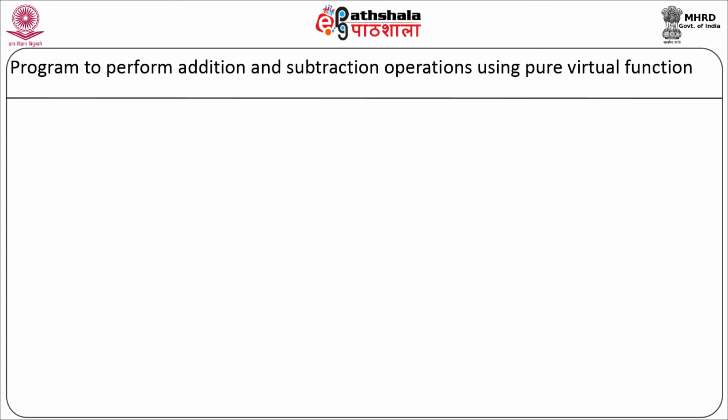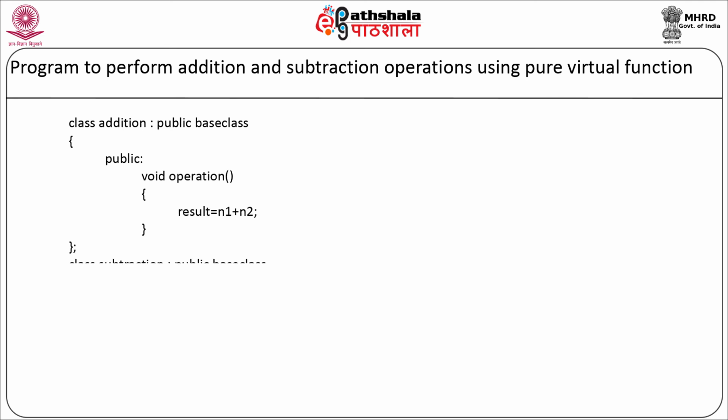We will define the second class as class Addition : public BaseClass. In public mode, we will declare the member function as void operation() { result = n1 + n2; }, and our class will end. Now we will declare class Subtraction : public BaseClass. In public mode, we will declare our member function as void operation() { result = n1 - n2; }, and our class will end.